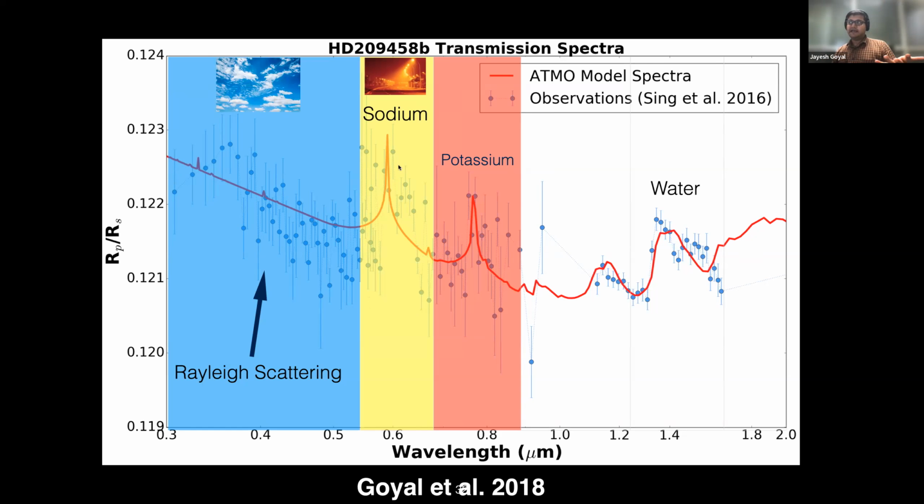In some places it's still there. That is sodium. So sodium, potassium, and then water. We have detected water vapor also in this planet. So at 1.4 micron, you can see that there is a sudden increase in the radius, which says that the planet is bigger in that wavelength. So you have detected water. Okay, so we have detected Rayleigh scattering, sodium, potassium, water in the atmosphere of HD 209458.